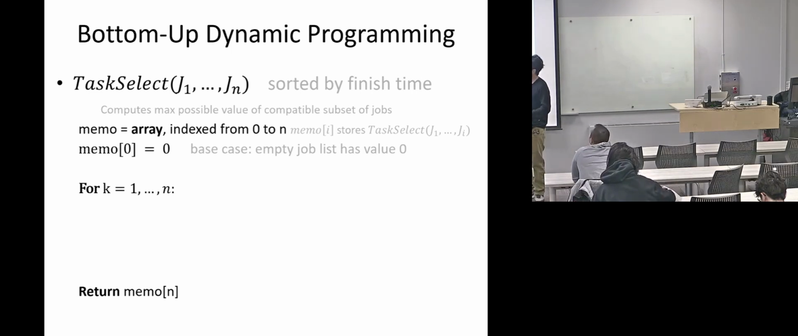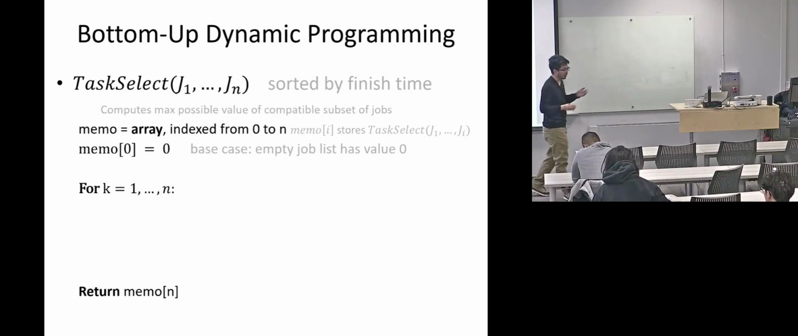But what we know is that there are n many subproblems we are ever going to look at. So what if we just try to compute the value of these n subproblems bottom up instead? So what I'm going to do is define memo in the same way. Memo of k should store the optimal value when the input is j1 up to jk.